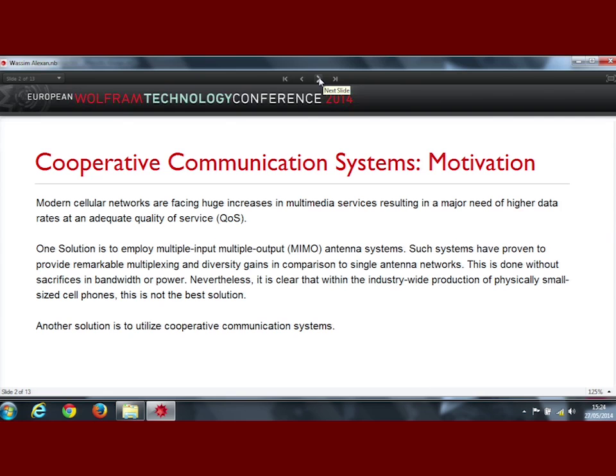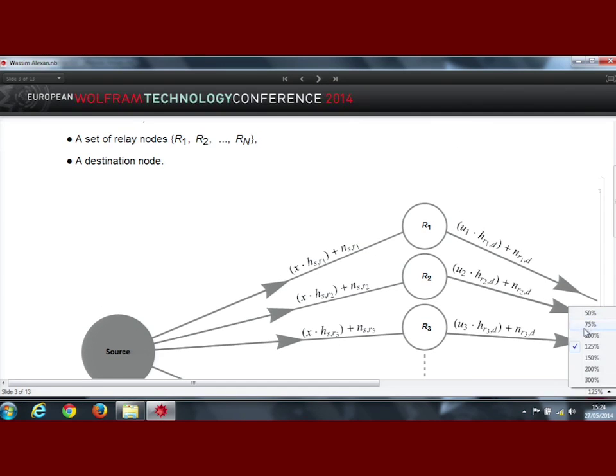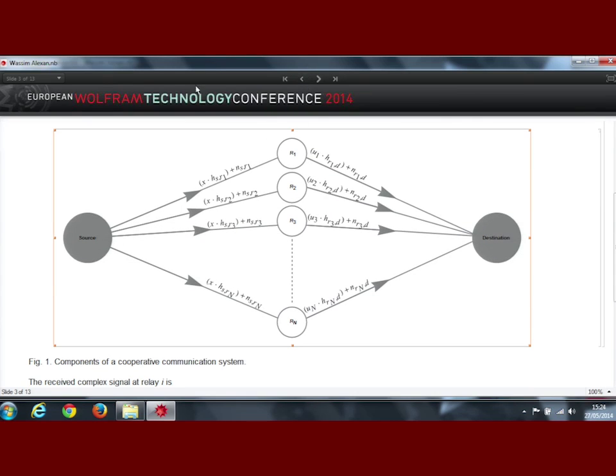Another way would be to introduce cooperative communication systems. The basic idea is that we have a system composed of one source node, one destination node, and an array of relay nodes, where the relay nodes try to assist the source node in delivering its message signal all the way to the destination node. The source node sends this message signal, and on its way, it's multiplied by the channel fading coefficients, and then additive white Gaussian noise is added to it.